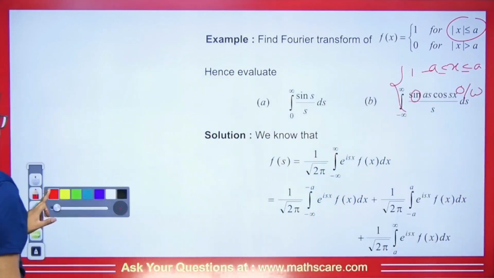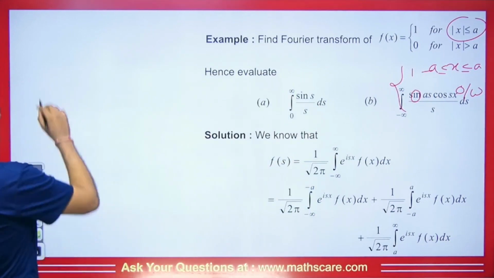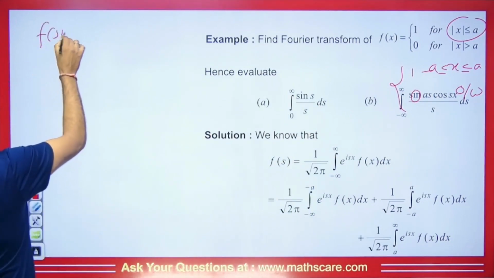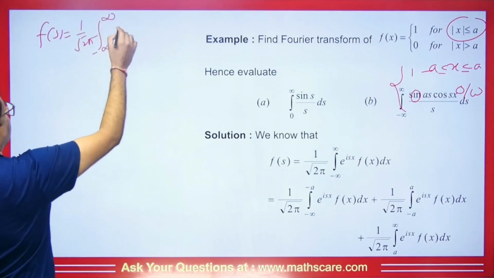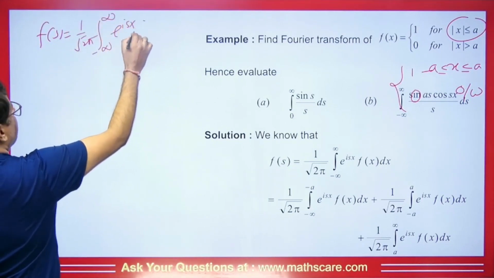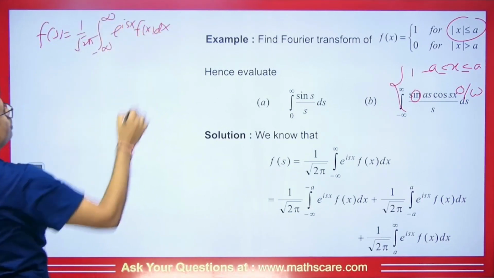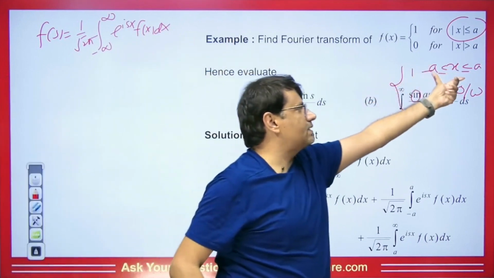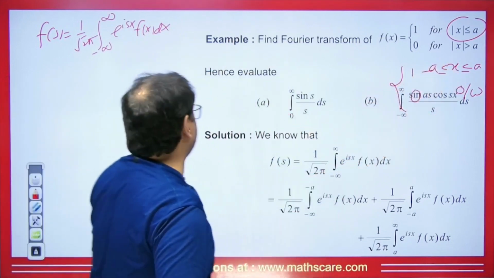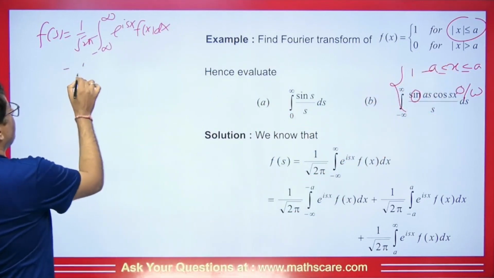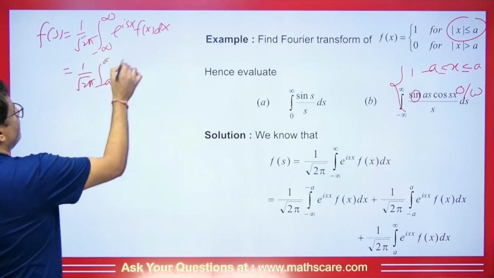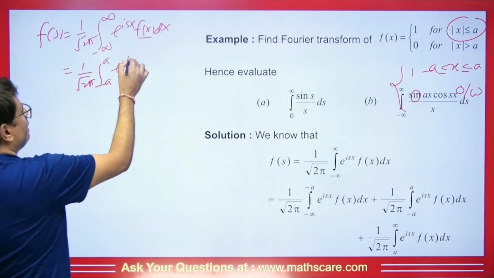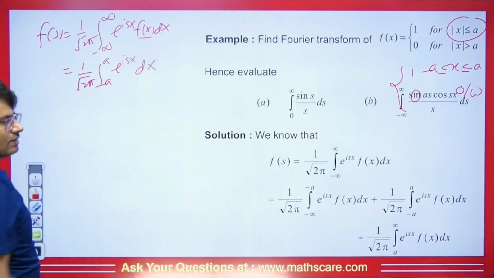So we know that whenever we take the Fourier transform of any function, the value we will get is F(s) = 1 upon root 2 pi, integral from minus infinity to infinity, e raised to the power of iota sx f(x) dx, right? The function f(x) has a value of 1 when x is between minus a and a, and on all other values it is 0. This will be 1 upon root 2 pi, integrated from minus a to a. Now, we will put f(x) equals 1, so it will be e raised to the power iota sx dx.